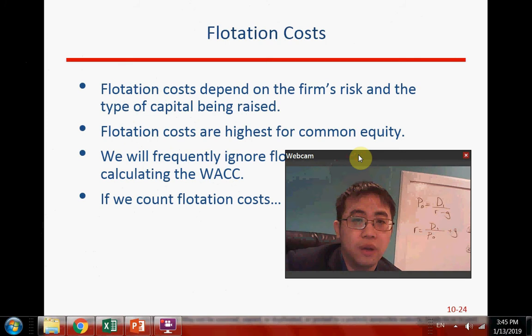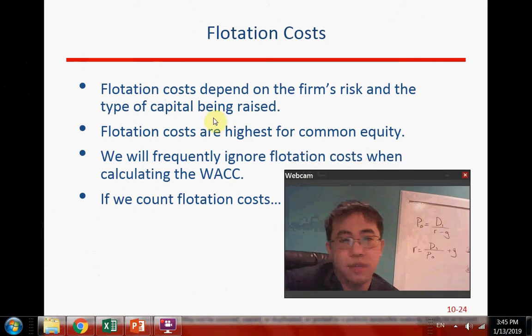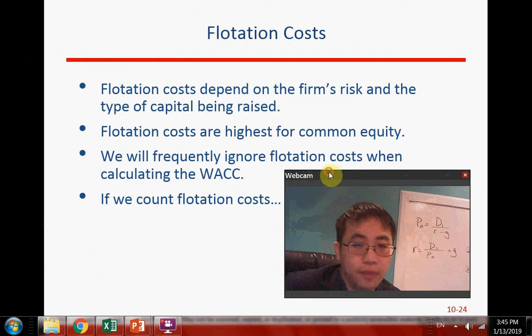All right, so the flotation cost depends on the firm's risk and the type of capital being raised, of course. If the firm is highly risky, then the flotation cost would be higher because it's harder to convince investors to buy your shares. So the investment banks, the middlemen, would do more job. All right, and also if you raise common equity, since it's riskier than bond, then the flotation cost would be higher for common equity. Okay.